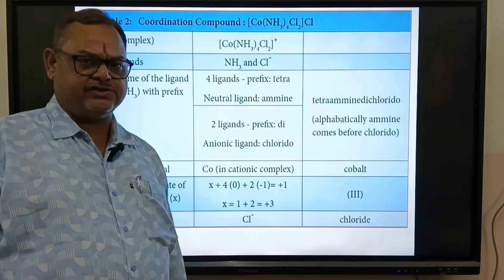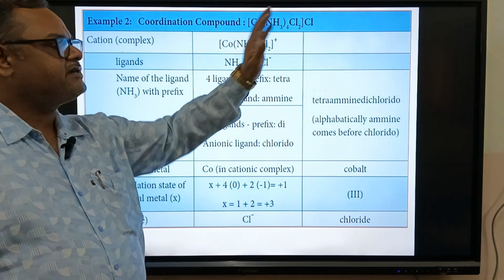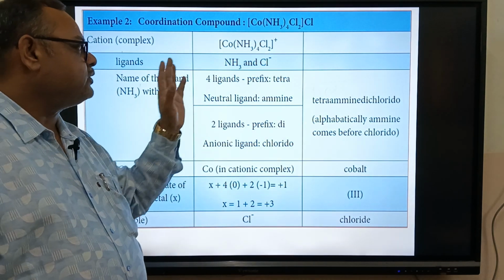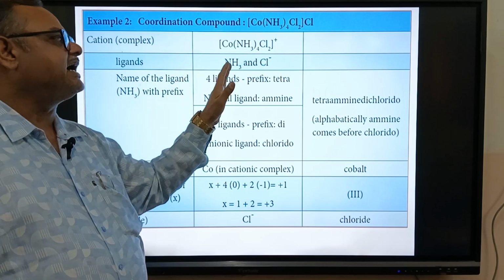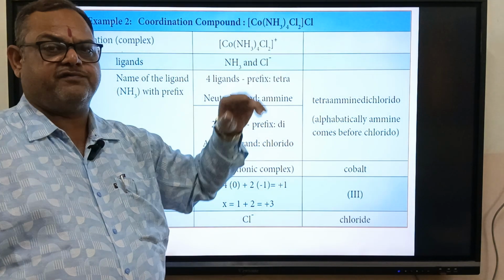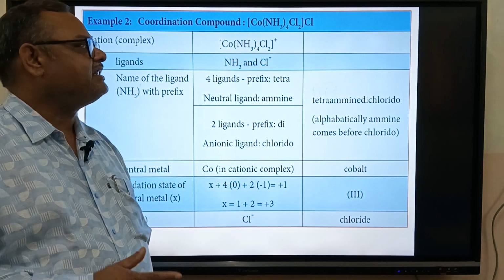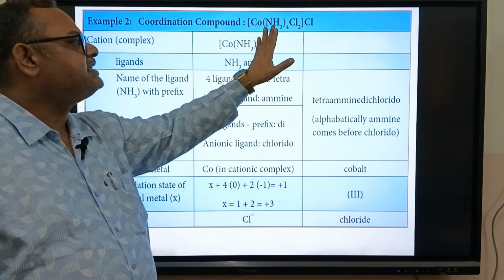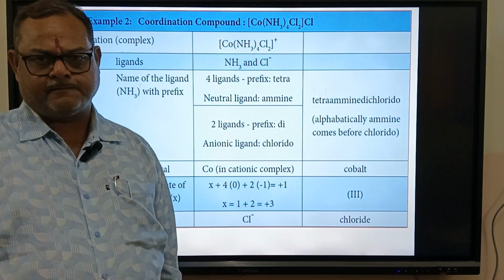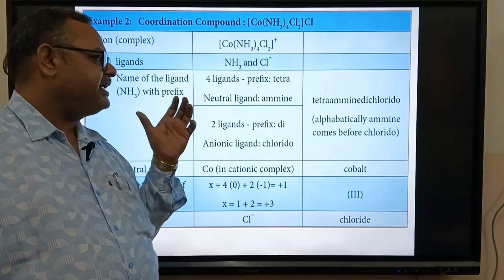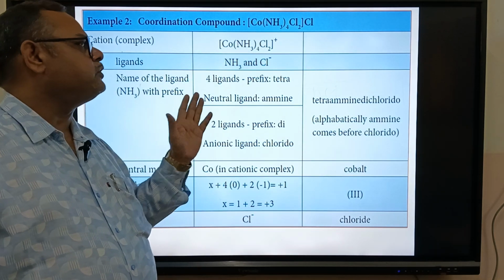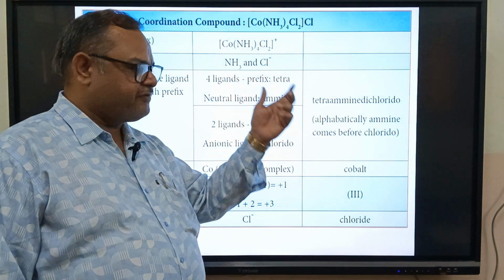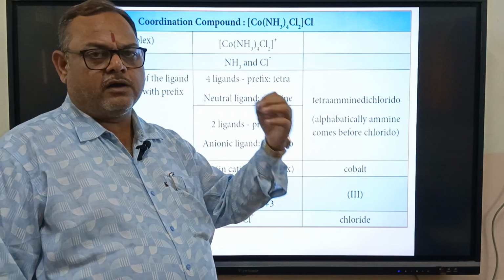Another complex on the screen, children. This is a heteroleptic complex. We have more than one type of ligand present here. So we don't have any counter cation, which means that the complex itself is the cation. So we will be writing the name of the complex cation first. In the cation we have two ligands, ammine and chloride. Now alphabetically, ammine precedes chlorido. Therefore, the name of ammine will be written first, followed by the name of the chloride.